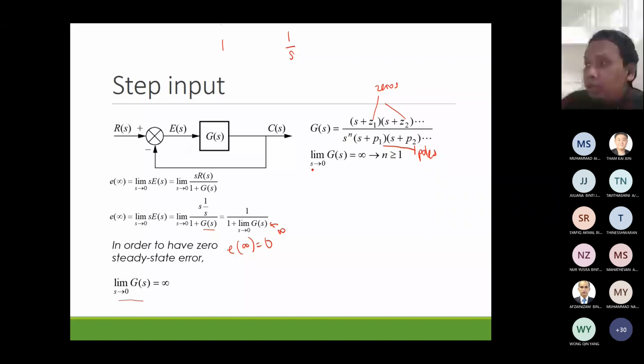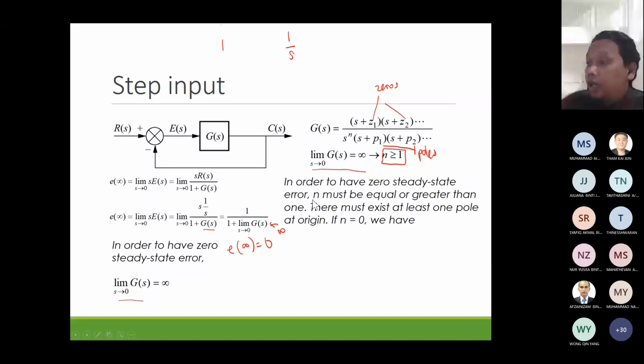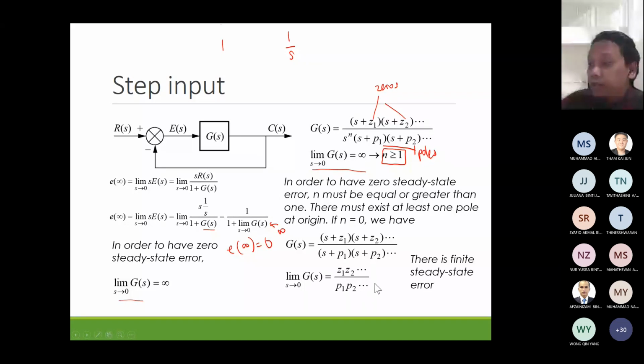So here, for this limit to be infinity, N must be bigger than or equal to 1. In order to have zero steady state error, N must be equal to or greater than 1. There must exist at least one pole at the origin. If we use N equals 0, then the limit as s approaches 0 of G(s) equals z1, z2, z3 and so on, divided by p1, p2, p3 and so on. So if we use N equals 0, the error will not become 0. There will be a steady state error. If N equals 1 or more, then the system will have zero steady state error. So that's for step input.